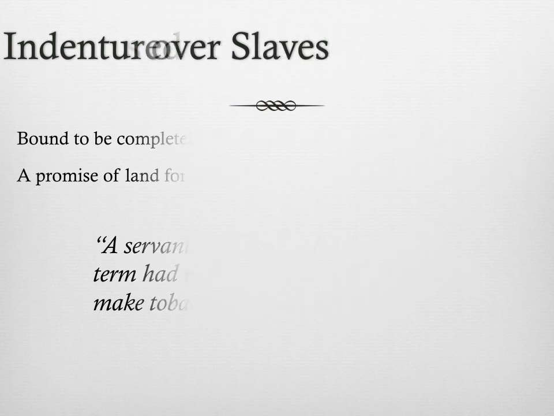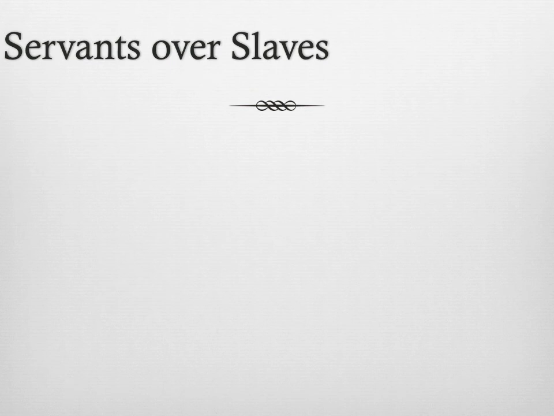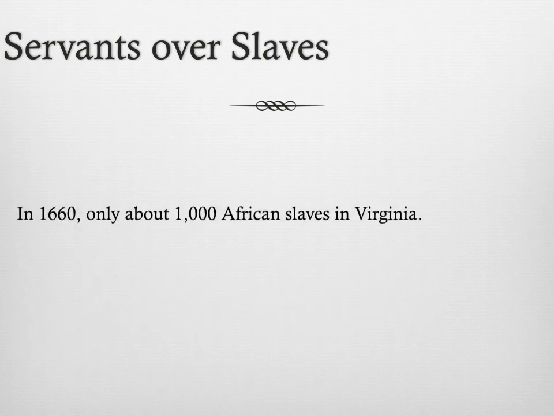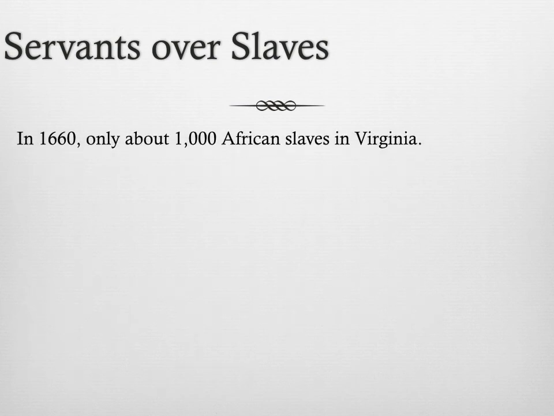As I just mentioned, the vast majority of indentured servants in these years were white people from England, and this constituted at first a much more popular source of cheap labor than enslaved people from Africa, and there were several reasons for this. In 1660, only about 1,000 African slaves lived in Virginia.